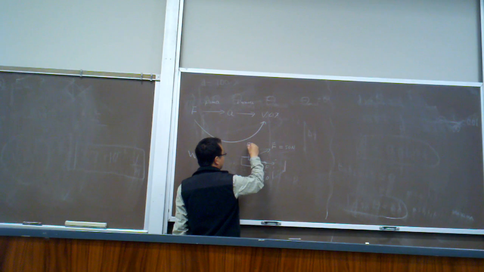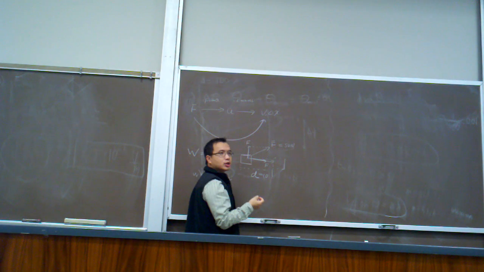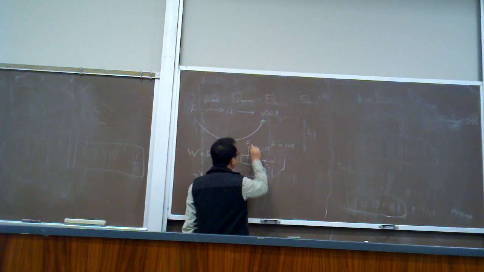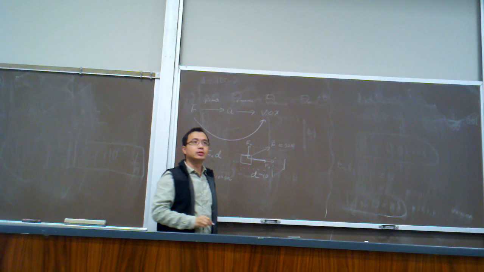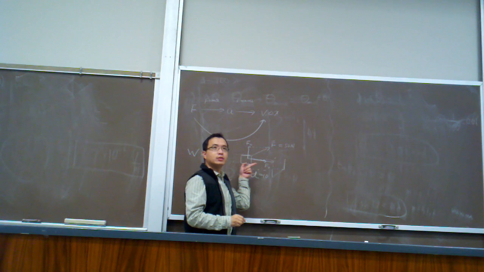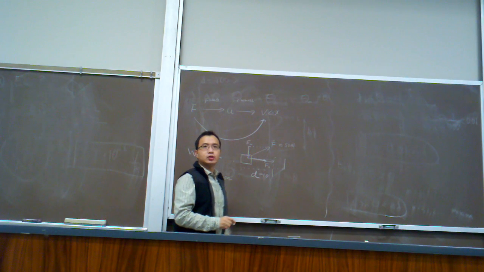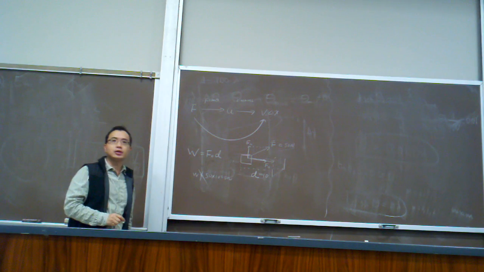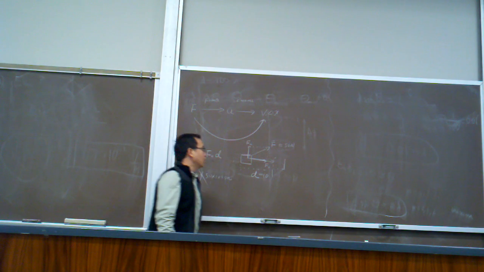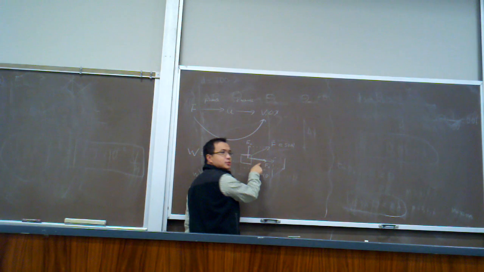This is another component. We can call the two components, instead of x and y, F parallel and F perpendicular. One component is parallel to the direction of the motion. Another component is perpendicular to the direction of the motion. So to calculate the work, you only want to consider this part.